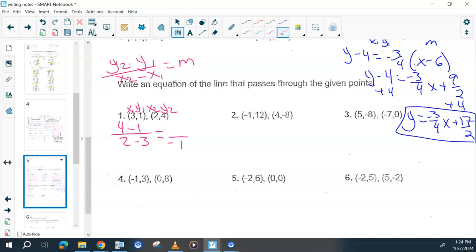Does it matter if you put the 1 minus 4, or does it have to be 4 minus 1? It doesn't matter as long as you also do 3 minus 2 instead. So you just have to switch them both, yes.